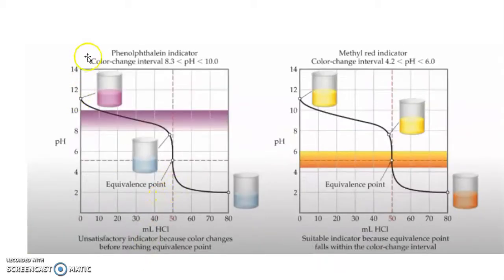Similarly, if I look at these 2 curves, let's say I was taking a weak base and titrating it with a strong acid. What I want is one that is going to work at my equivalence point. So with this one, phenolphthalein is not the way to choose for this ammonia one. For this one, I would rather have the methyl red indicator, because it's going to change right near my equivalence point. And so that is the indicator that I would choose to use.